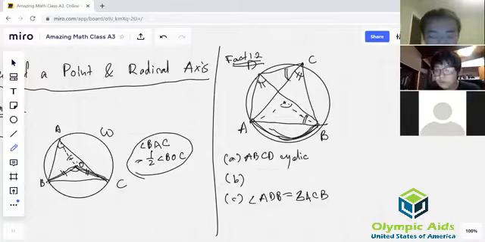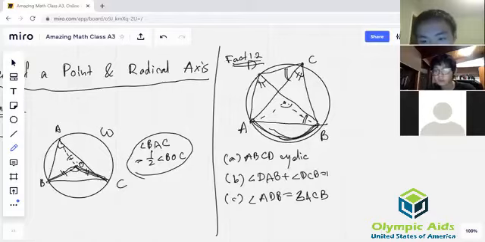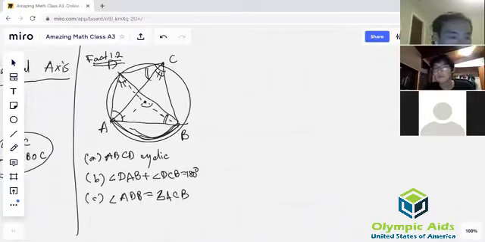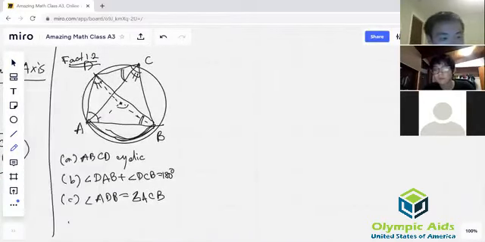And then the other key property of a cyclic quadrilateral is that angle DAB plus angle DCB is equal to 180 degrees. The reason for this is I have the center here. I know this angle is inscribed in this arc, and this angle is inscribed in this arc. So when you sum them, you get 360 degrees. Divide by 2, you get 180. So these are the key properties of a cyclic quadrilateral.